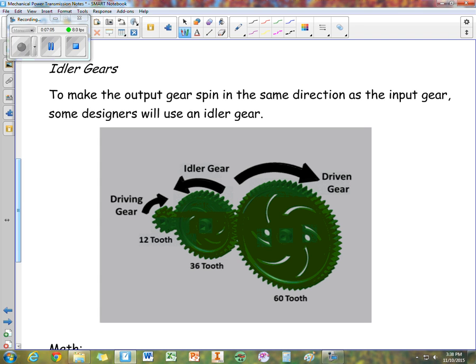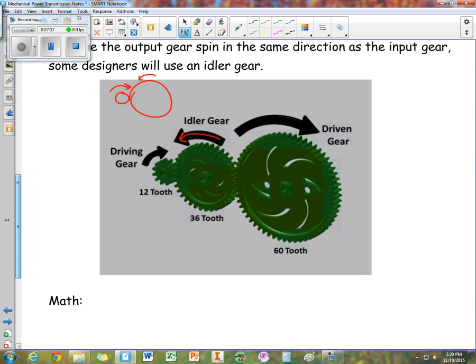If I only had 2 gears in a system, notice that they will always spin in opposite directions of each other. But if I need the input gear and the output gear to turn in the same direction, notice how the idler gear allows that to happen. So idler gears have 2 purposes. They add length to a gearbox, and they also change direction.